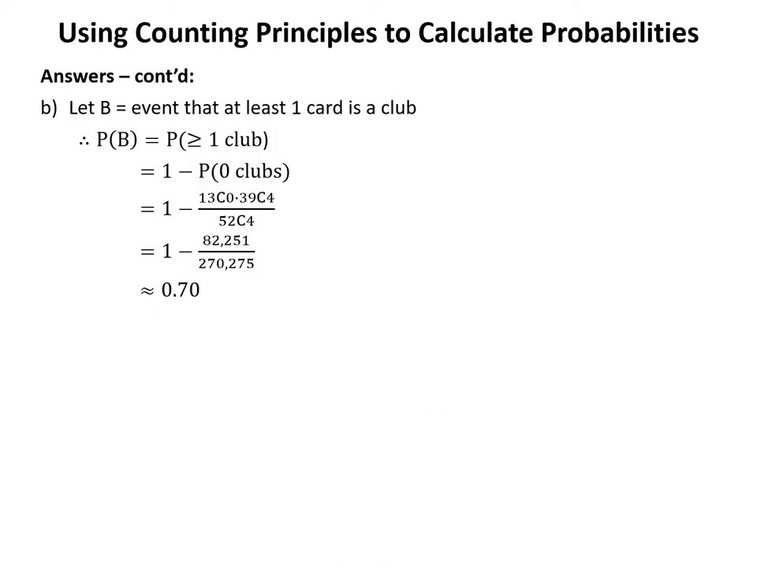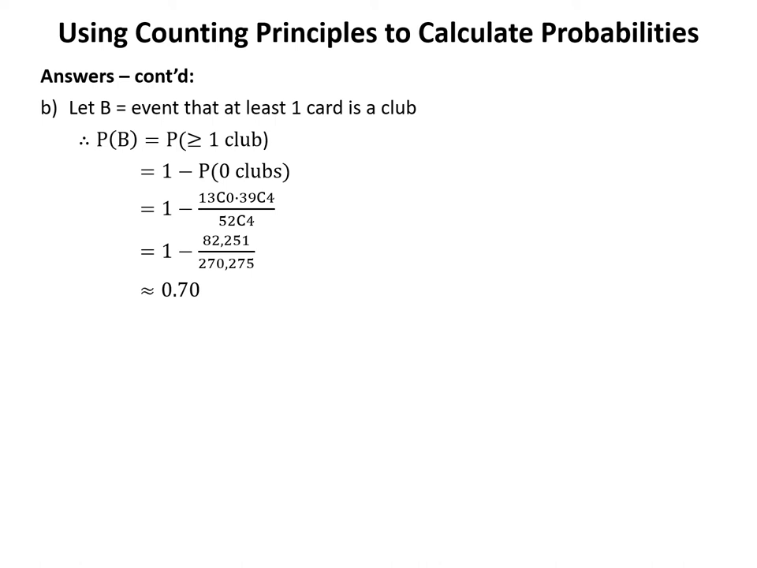Now, in part B, we're looking for the probability. We can define the event B as the event that at least one card in the hand is a club. So the probability of event B can be rewritten as the probability of getting greater than or equal to one club in the hand, and we just use that short form there. And that can happen as either having one or two or three or four clubs, and there's four different scenarios there, and that can get quite complicated to work out.